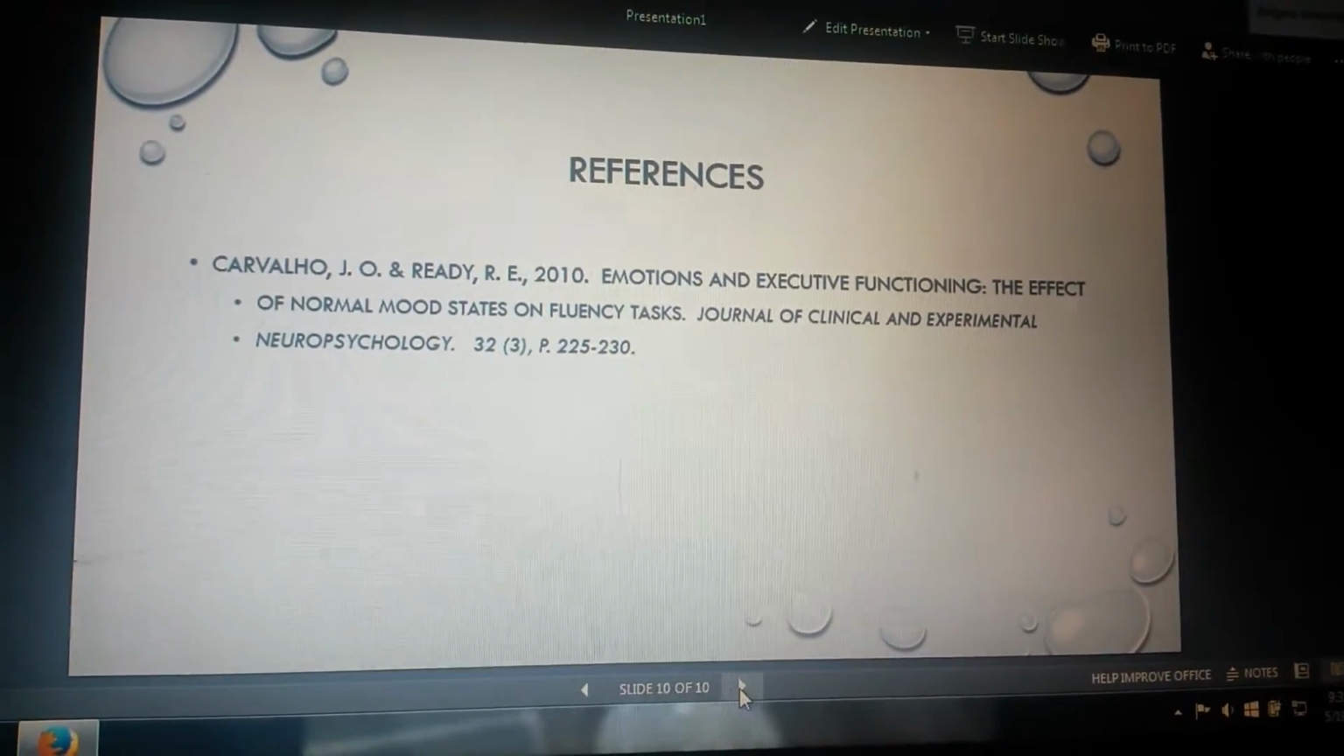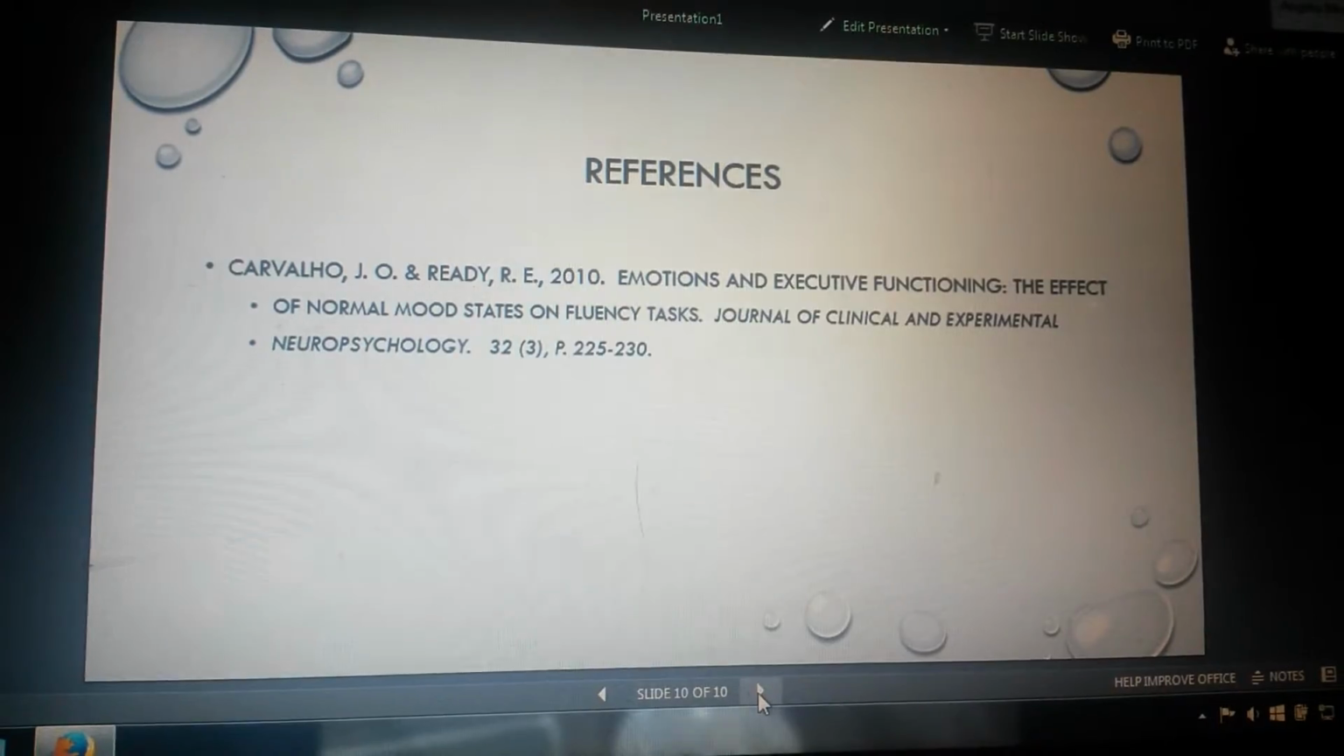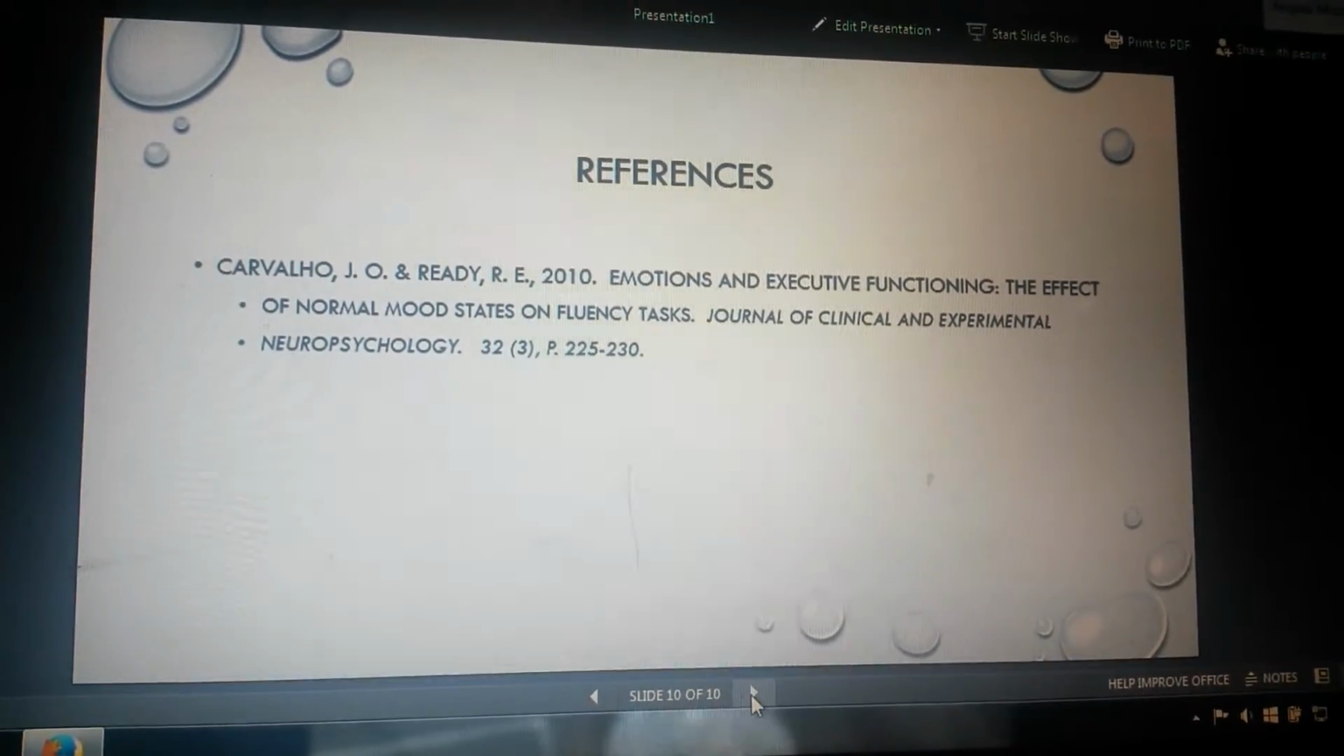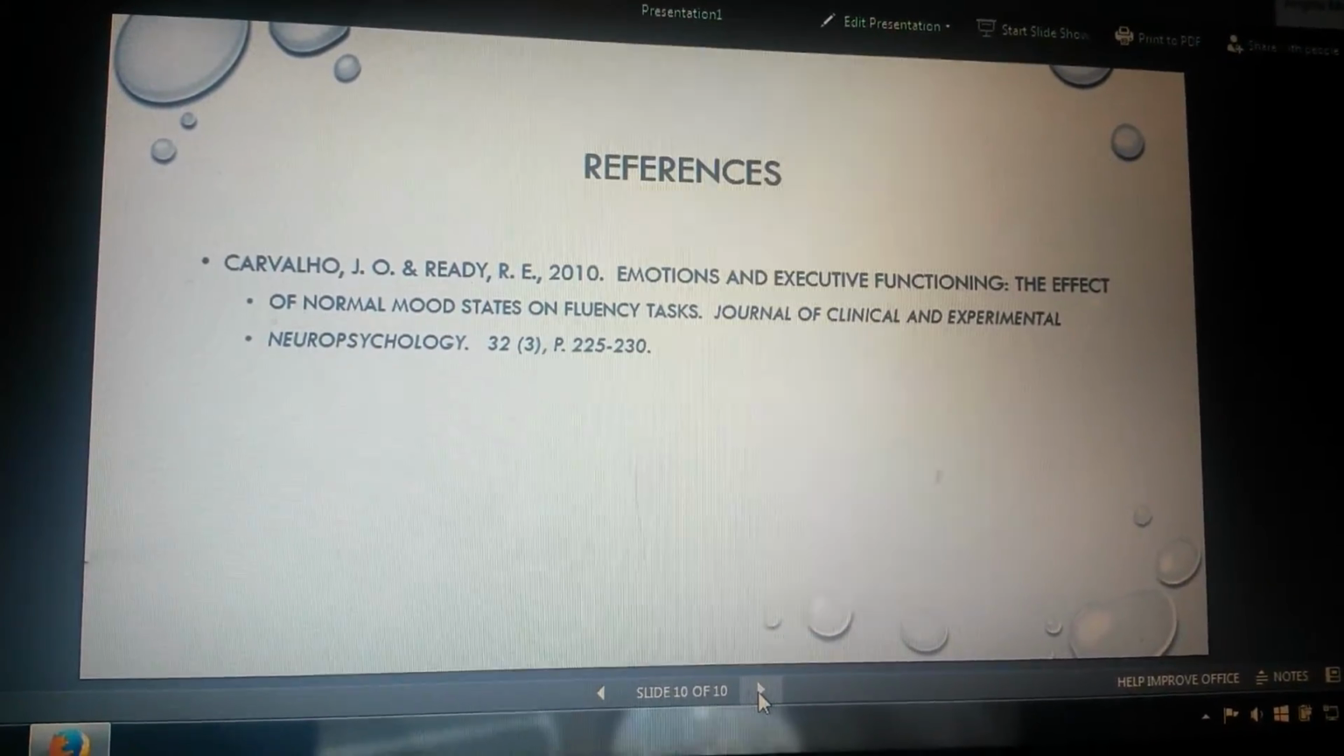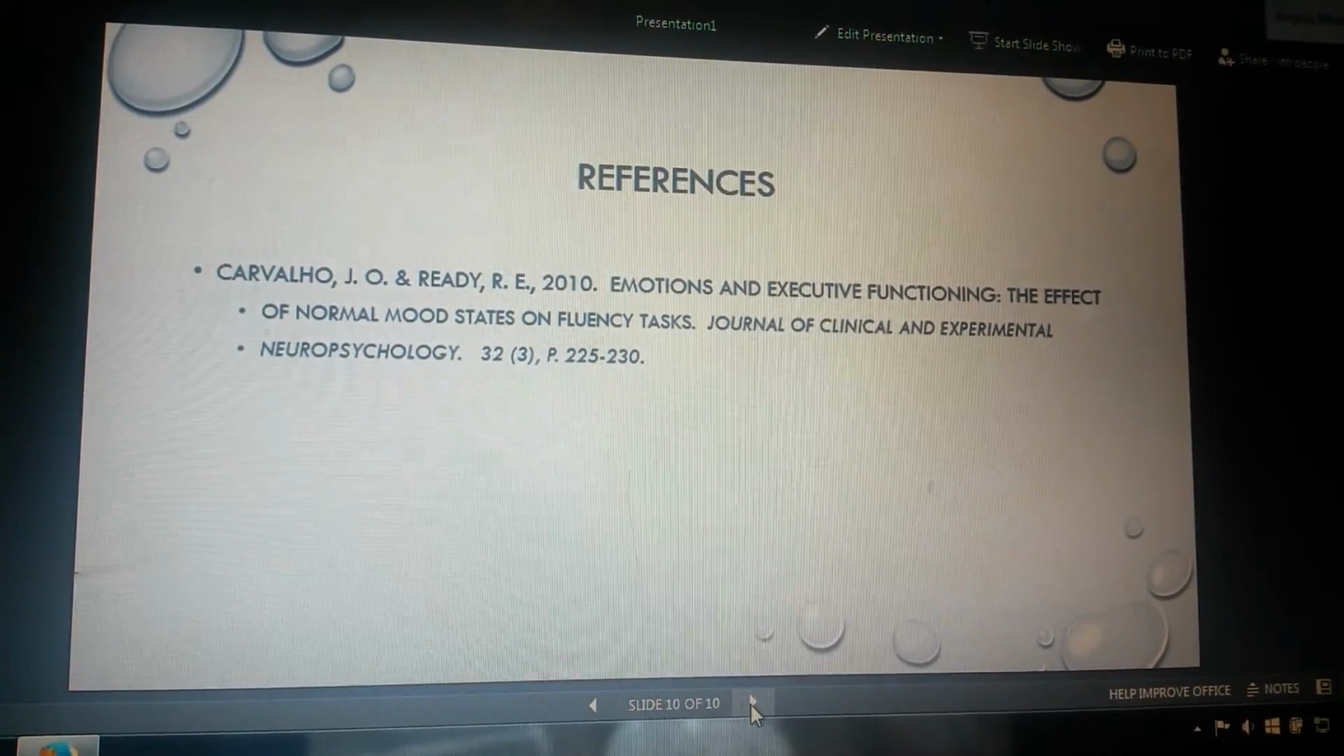References include the article Emotion and Executive Functioning: The Effect of Normal Mood States on Fluency Tasks, written by Carvajal and Reddy.